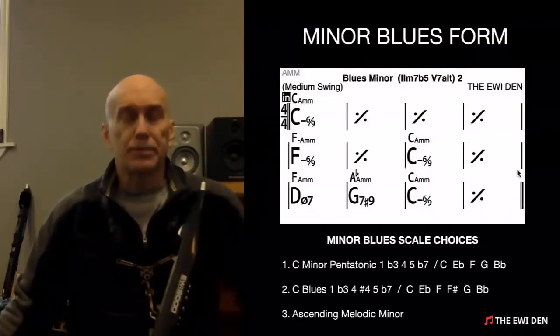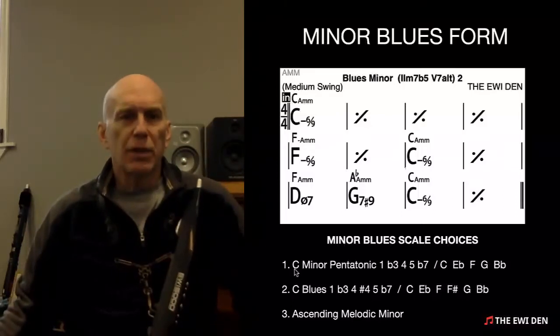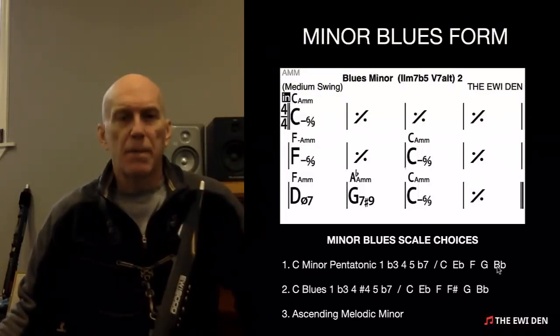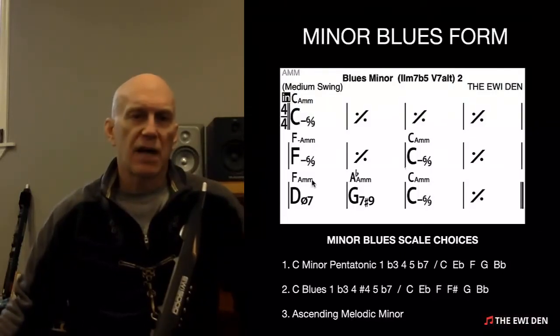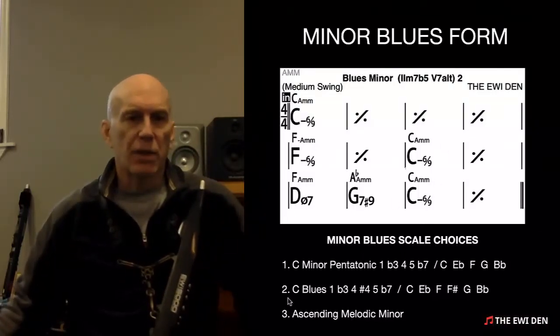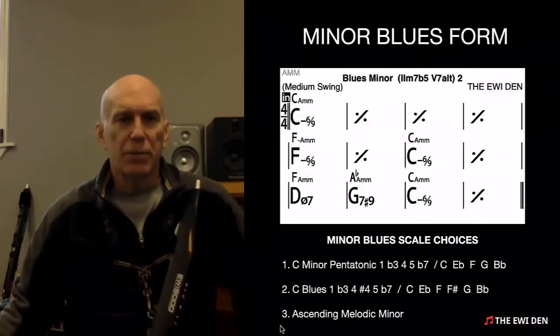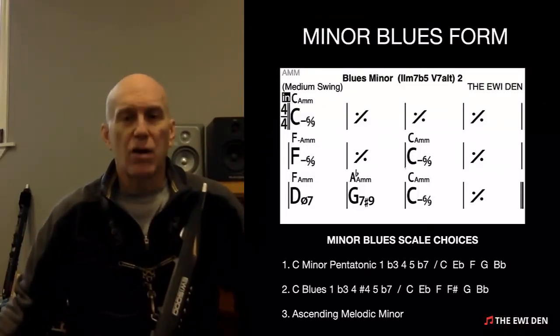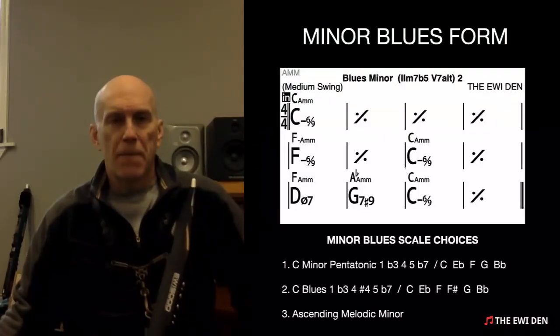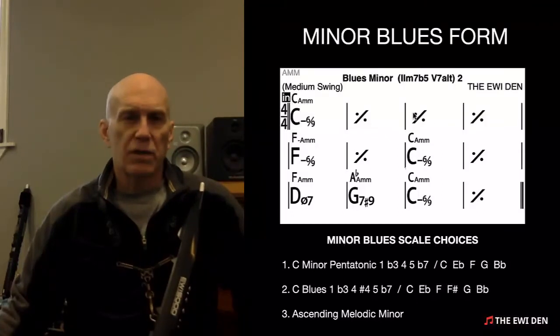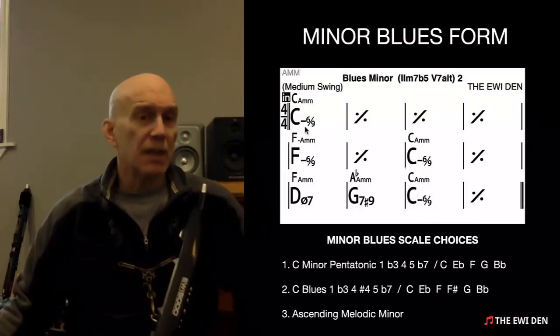Okay, so the review. This is all review: we can play a C minor pentatonic over the entire progression, we can play a C blues over the entire progression, or we can play ascending melodic minor over each individual measure. And we've determined that the C is functioning as a 1, so you can play C ascending melodic minor. The F minor is functioning as a 4, so you can play F ascending melodic minor.